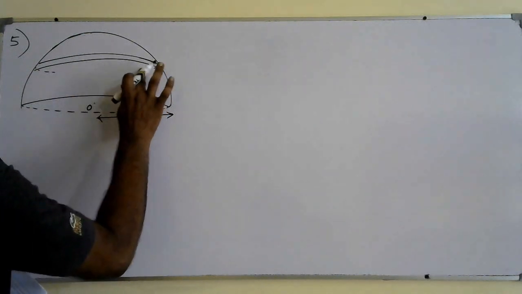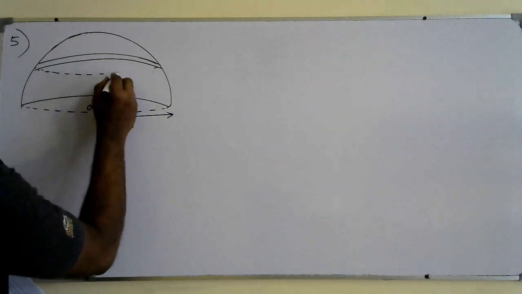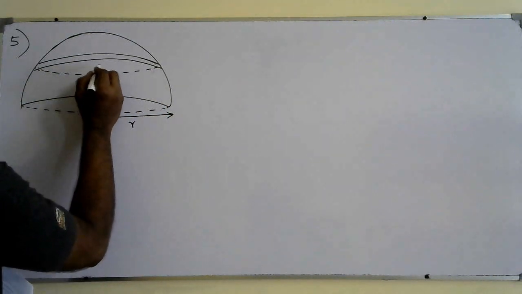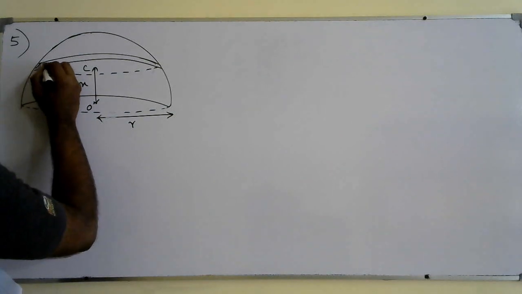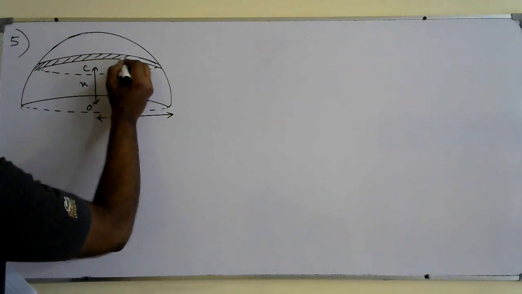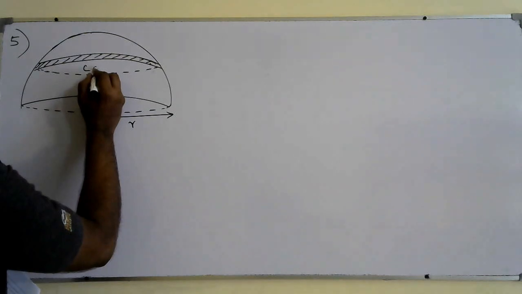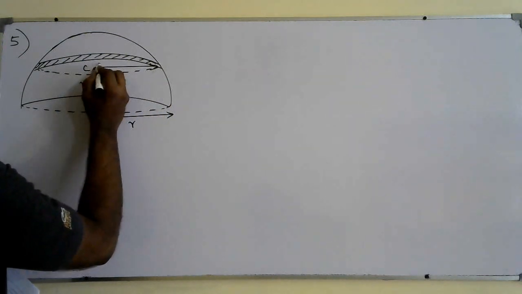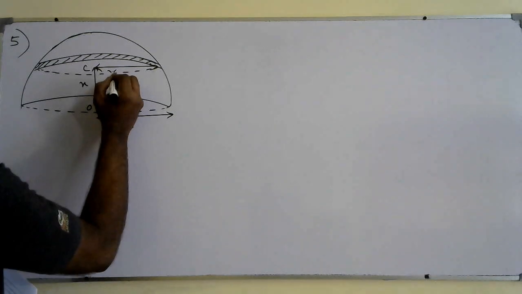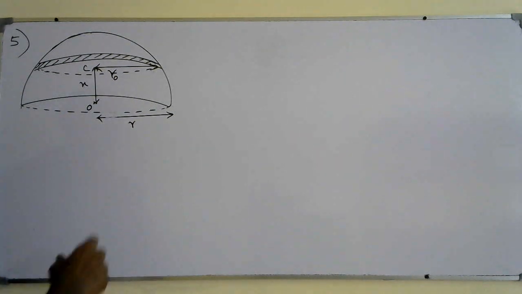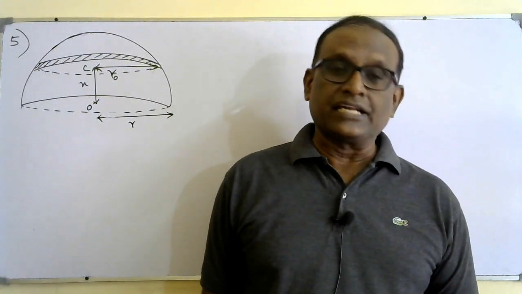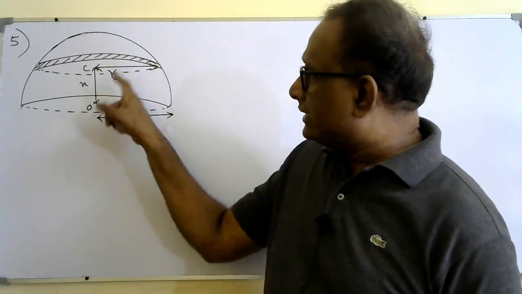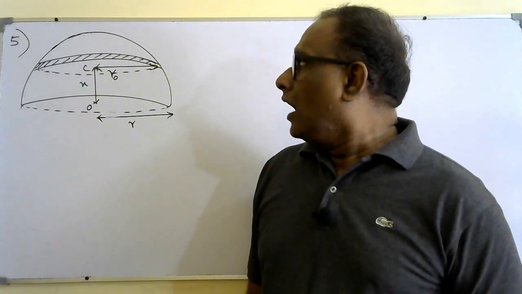So its distance from the center, let it be x from here. The center of this disc, let it be c. This distance, let it be x. Its radius, we don't know, we are going to find it, let it be r naught. We need to find the center of mass of this solid disc. Its center of mass, due to symmetry, will be at the center of it.